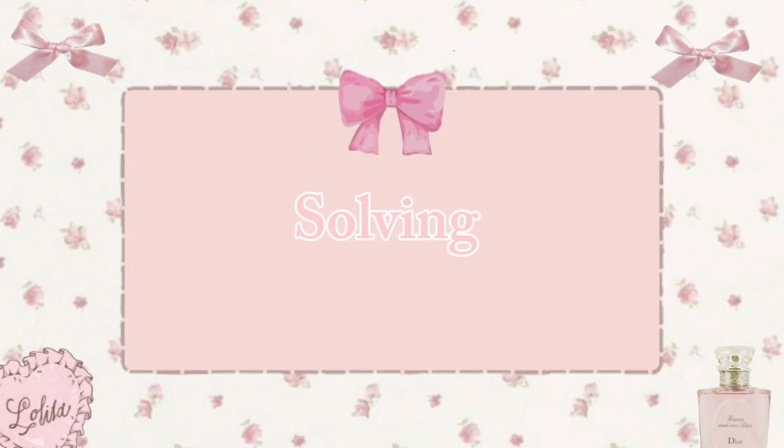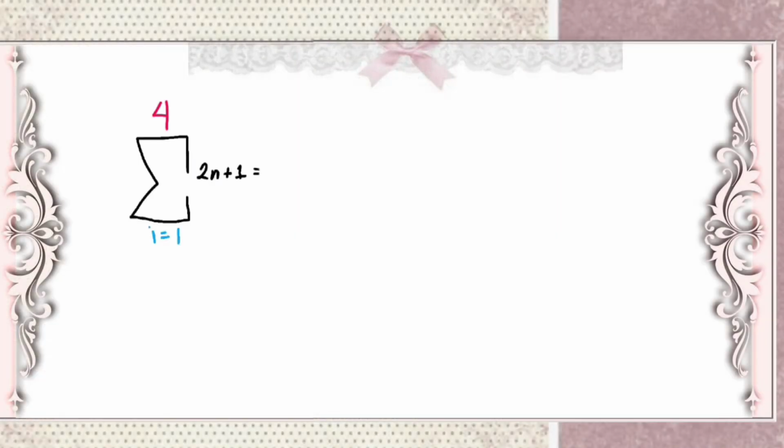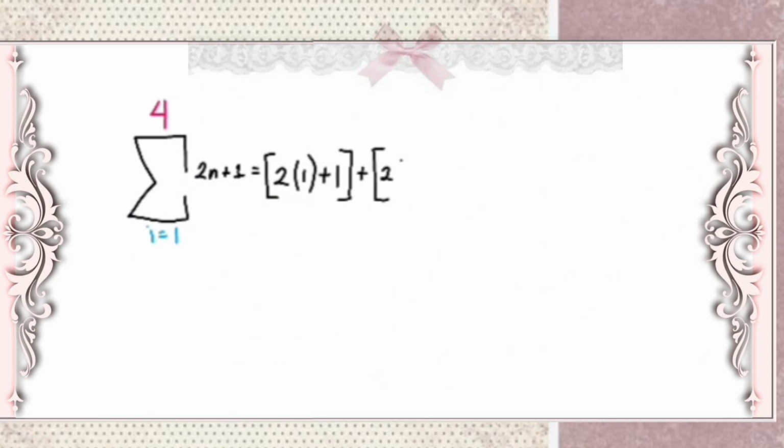We have Miss Alarca and Miss Magdaong to show us how to solve summation notation. This is an example of a summation formula. The upper boundary is 4 and the lower boundary is 1. Copy the summation element and replace the n with the end of the upper boundary. So, 2 times 1 plus 1, plus 2 times 2 plus 1, plus 2 times 3 plus 1, plus 2 times 4 plus 1. Simplify it.